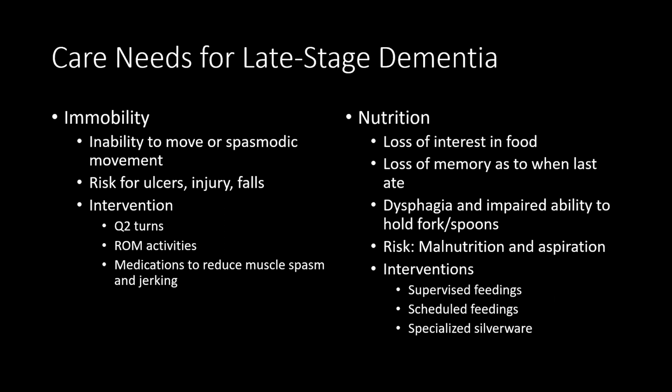As far as nutrition goes, they may have lost interest in food, they may have lost memory as to when they last ate, or they may have dysphagia and impaired ability to hold utensils that may increase their risk of malnutrition as well as absorption. Our interventions for this would be to supervise their feedings, schedule their feedings for them so that they don't have that risk of not knowing when they last ate. And we have a variety of different specialized silverware that can help with any tremors or spastic movements so that they can keep the food on their utensil and eat it appropriately.